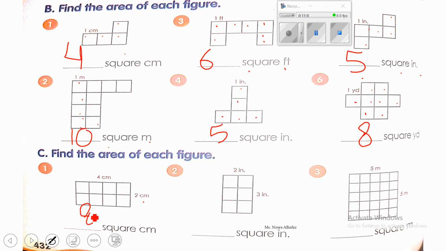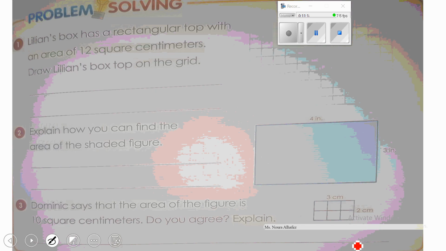And here 2 and 3. 2 times 3, double of 3. Perfect. It's 6 square inch. Here is 5 times 5 in meter. Perfect. 25 square meter. Here is the problem solving.